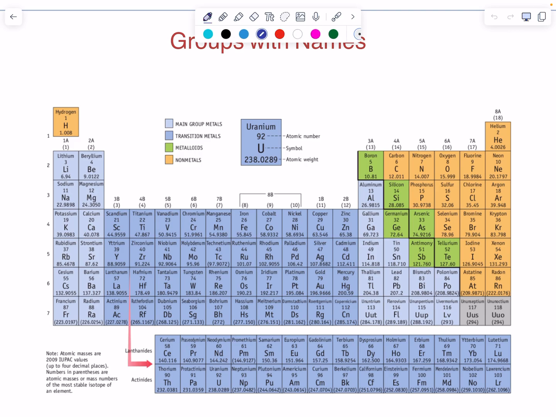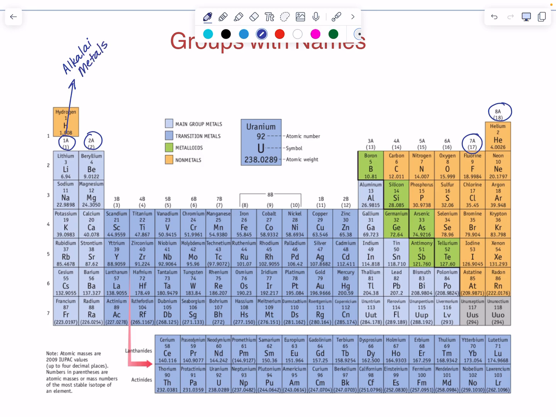All right, so let's talk about a subset of the groups on the periodic table, which have been given special names. We're going to be talking about groups 1A, 2A, 7A, and 8A. Those are the big four. And then group 6A also has a name, but it's used less frequently. So group 1A, we call those the alkali metals.